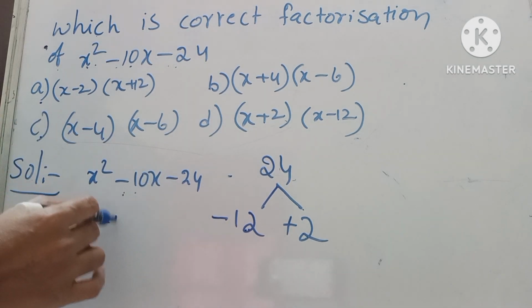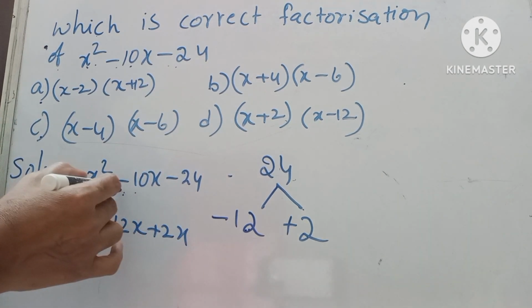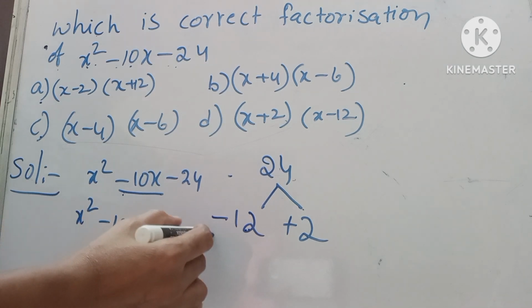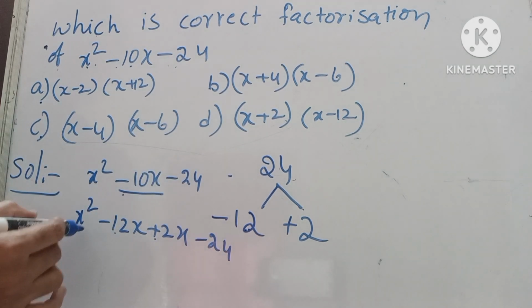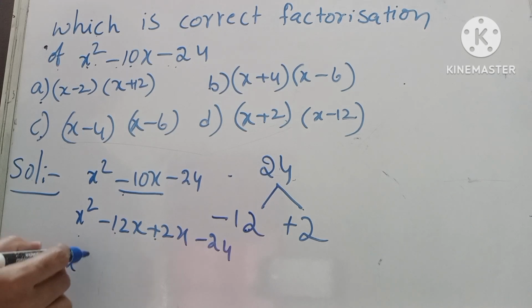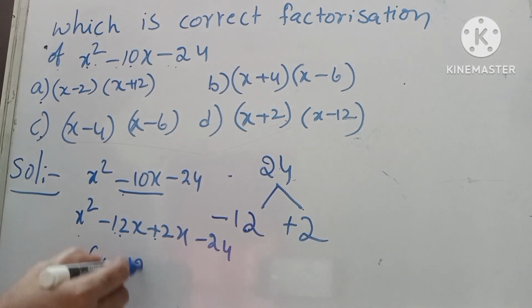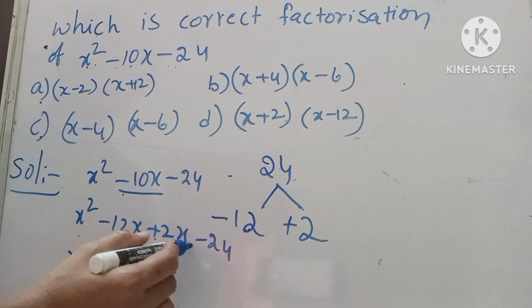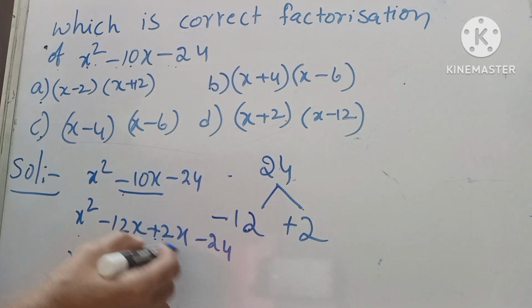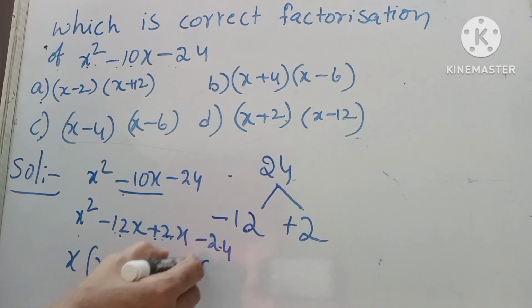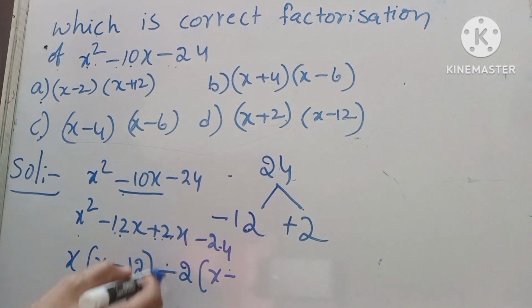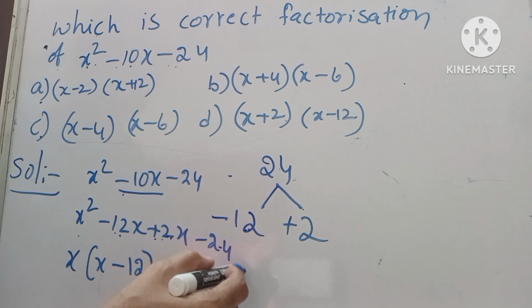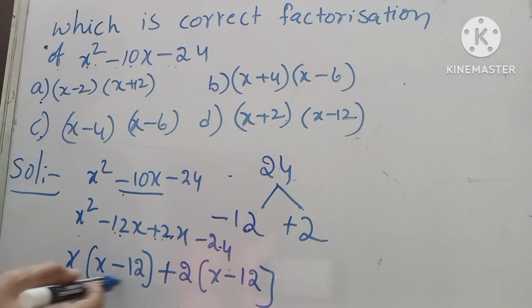Right. So x square minus 12x plus 2x. So minus 10x is written as minus 12x plus 2x, minus 24 as it is. In the first two terms the common factor is x into x minus 12. We have to take the minus as a common factor, and 2 is the common factor in both. 2 into x minus 12, sorry, the first term is positive, so take 2 as positive, x minus 12. So x minus 12 is the common factor, and x plus 2 is the other factor.